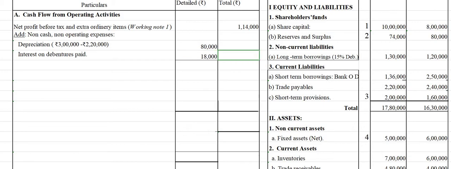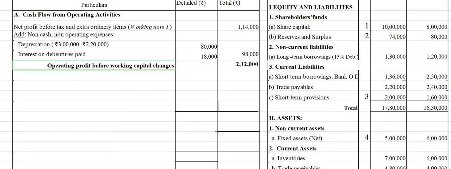Now the total is 98,000. 98,000 can be added to 1,14,000, so we will get 2,12,000. But it is operating profit before working capital changes. So you know that format. In the last class we told that at least 3-4 times you have to write and practice the cash flow statement format, then only all the items will be retained in your mind.